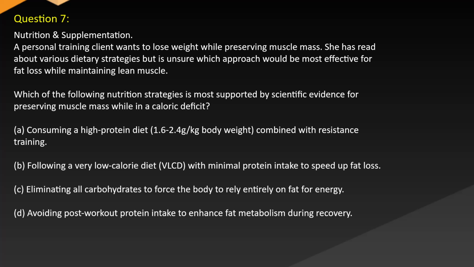A. Consuming a high-protein diet, 1.6 to 2.4 grams per kilogram of body weight, combined with resistance training. B. Following a very low-calorie diet with minimal protein intake to speed up fat loss. C. Eliminating all carbohydrates to force the body to rely entirely on fat for energy. D. Avoiding post-workout protein intake to enhance fat metabolism during recovery.